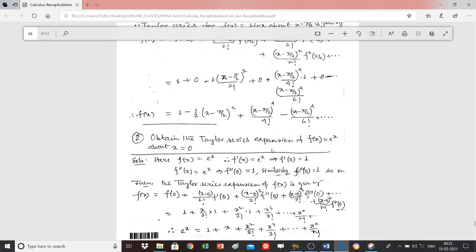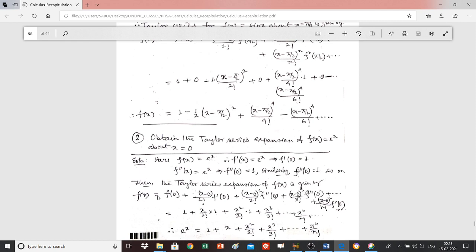Okay. So now apply the series expansion of f(x) is equal to e to the power x about x equal to 0. So the point given is 0. Now f(x) is equal to e to the power x, so f prime(x) is equal to e to the power x, and f double prime(x) is equal to e to the power x. That means f double prime at x is equal to 0 is equal to 1. In this way, f triple prime(0) is equal to 1, and so on, and obviously f(0) is equal to 1. So now the Taylor series expansion of f(x) is given by, you know that, since the point is 0 here, we are expanding the Taylor series of f(x) about the point x equal to 0.